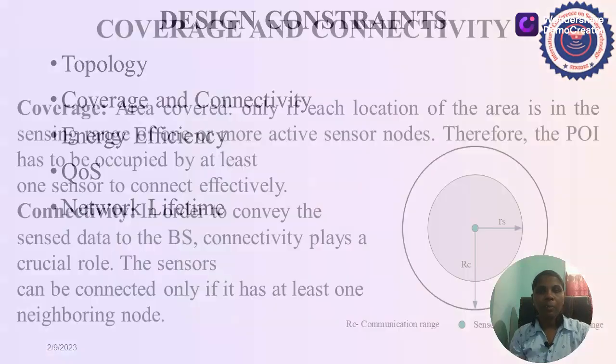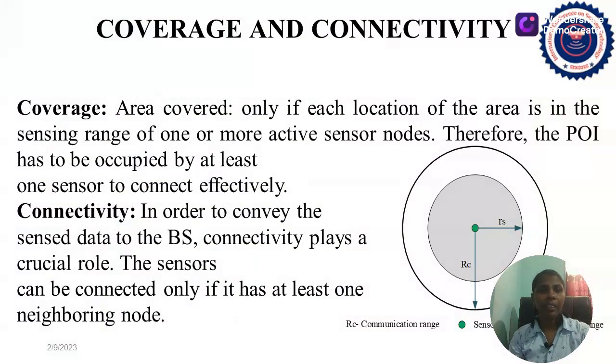Mainly the design constraint is the coverage and connectivity. So what is coverage and what is connectivity? An area is covered only if each location of the area is in the sensing range of one or more active devices, sensor nodes. Then it comes under the coverage.